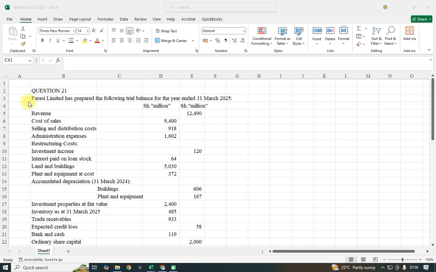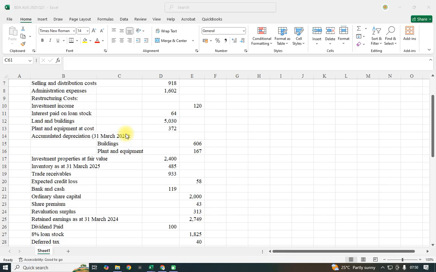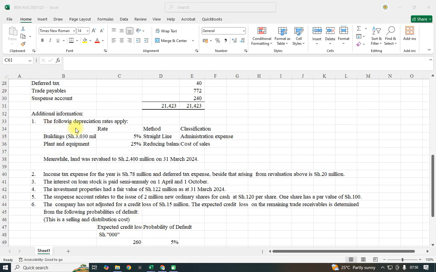The question reads, Farasi Limited has prepared the following trial balance for the year ended 1st March 2025. We have been given this trial balance, in millions of shillings. Additionally, the following depreciation rates apply. The building is 30 million, so the rate is 5% straight line, and classification is under admin. Plant and equipment 25% reducing balance, classified under cost of sales. Meanwhile, land was revalued at 24 on 1st March 2024.